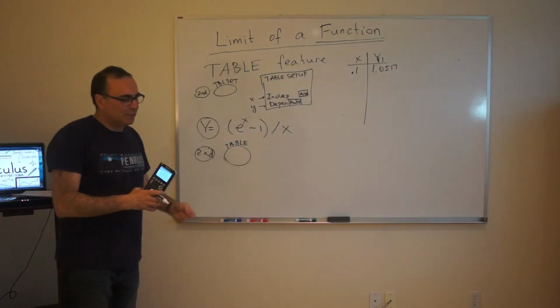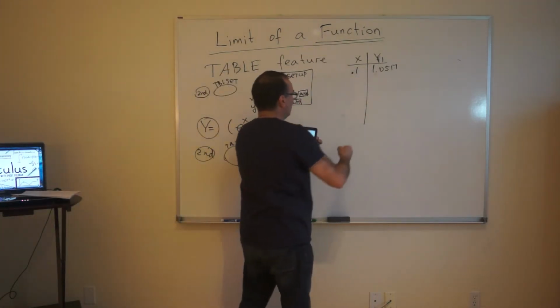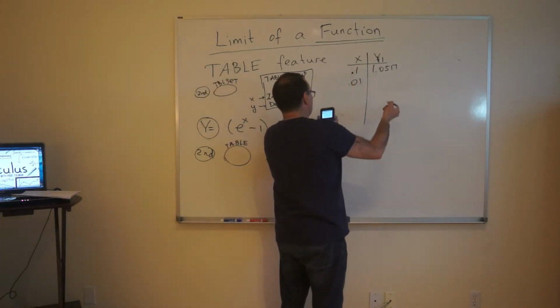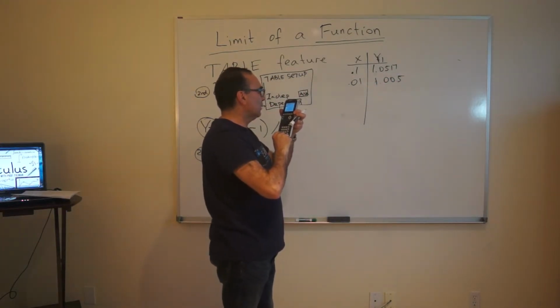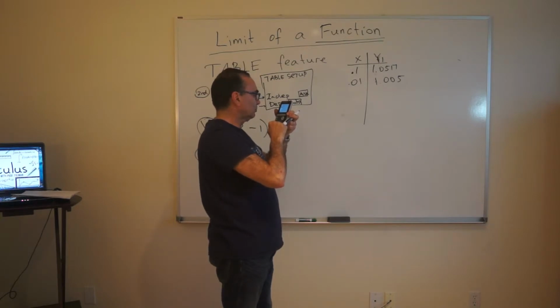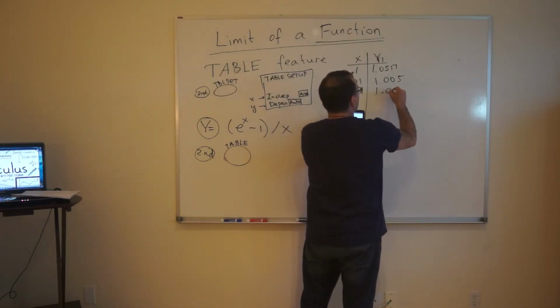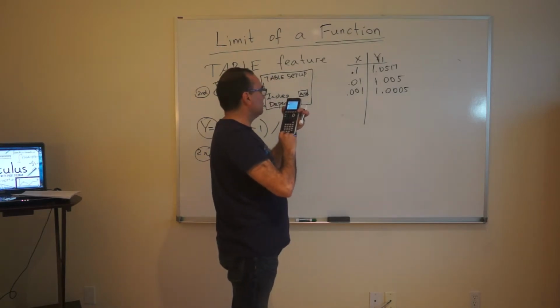This is precisely what I already did, so it's no new information, but right now you can put any other x values, like I said, 0.01, and press enter. 0.01, press enter, and the answer is 1.005. 0.001, enter. 1.3075. Let's try one more, 0.0001, enter.